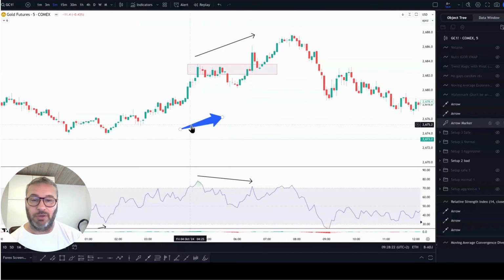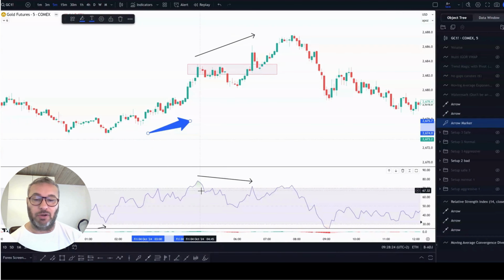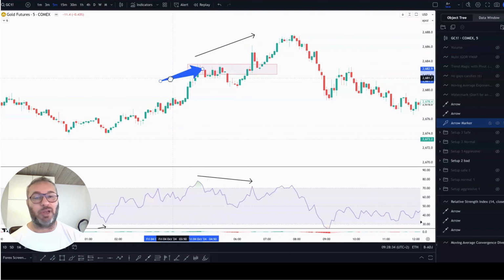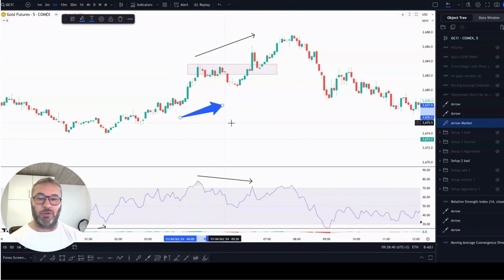So here, see, the alert went off, and I waited for the bearish divergence here. Bearish divergence means that I expect the price to go down, but the price never really got down, never really tested. It only tested this area, never broke it. So let's move on to the last example. I'll remove this one here.